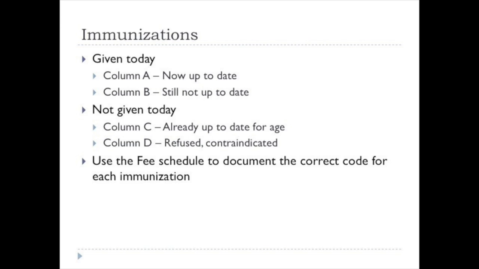Columns C and D mean that you did not give this immunization today. Column C means that the child is already up to date on that immunization, and column D means that the immunization was refused or contraindicated. If a child is due for an immunization for their age per the periodicity schedule, and you are not giving an immunization, you must document this immunization and check either column C or D. Finally, you will use the fee schedule to document the correct code for each immunization.